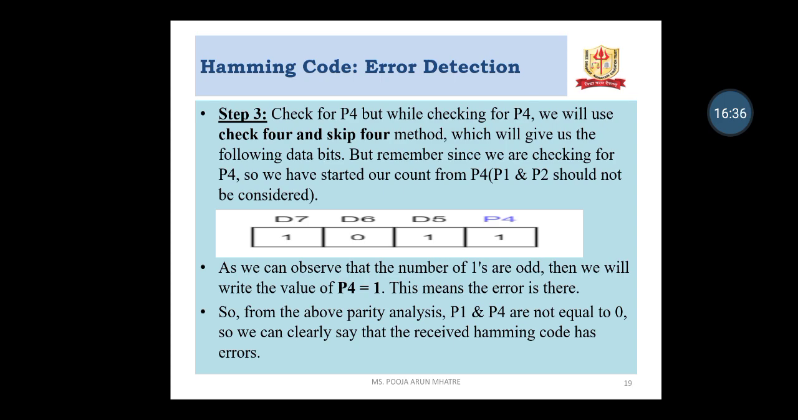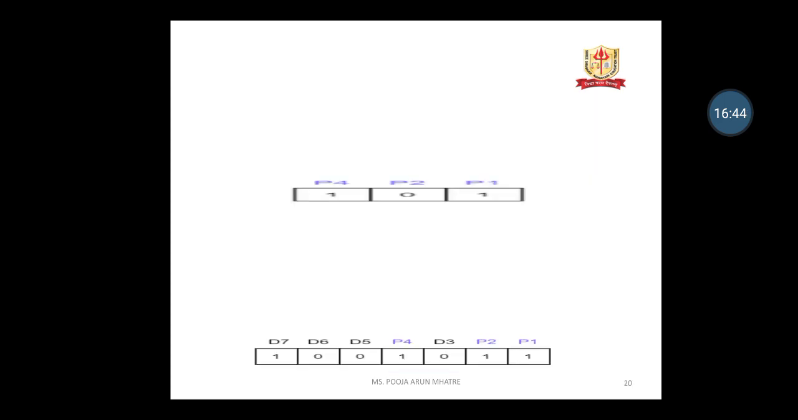So from the above parity analysis, P1 and P4 are not equal to 0. So we can clearly say that the received Hamming code has an error.